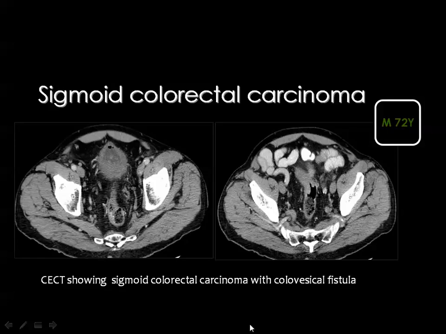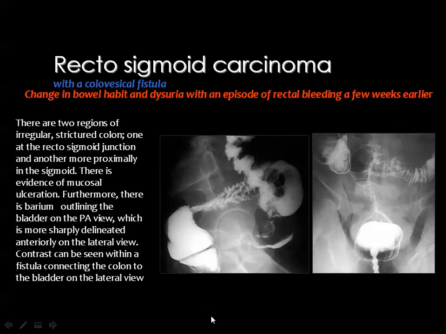And this is the CT scan of a carcinoma in the sigmoid colon. You see the lumen of the colon is severely narrowed, the wall is markedly thickened, and you see this is the urinary bladder, and multiple small air loculi in the anterior aspect of the bladder, indicating that there should be a fistula between this carcinoma and the urinary bladder. And you may see this fistula also by barium.